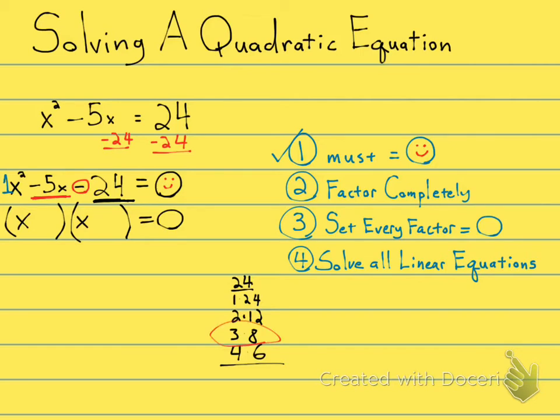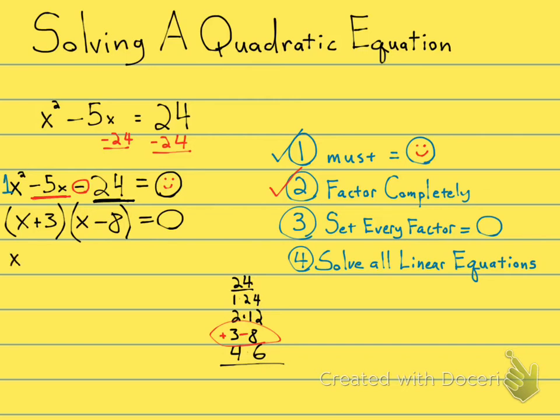Now, I need a negative 5. How do I get a negative? It has to be a plus 3 and a minus 8. So, factor completely. This is going to be x plus 3 and x minus 8. And if you FOIL that out, I guarantee you would get this. Okay, step 2 is done. Step 3, set every factor equal to 0.